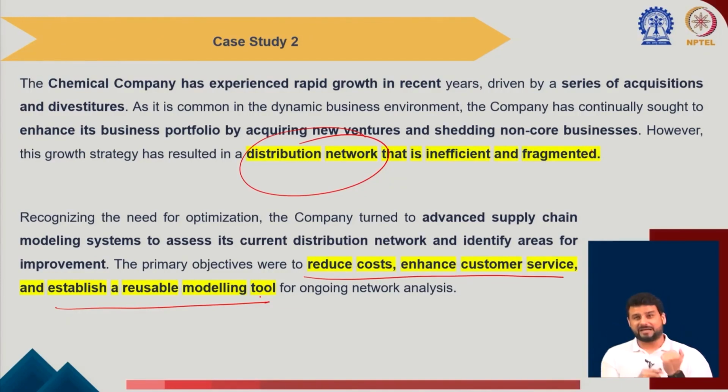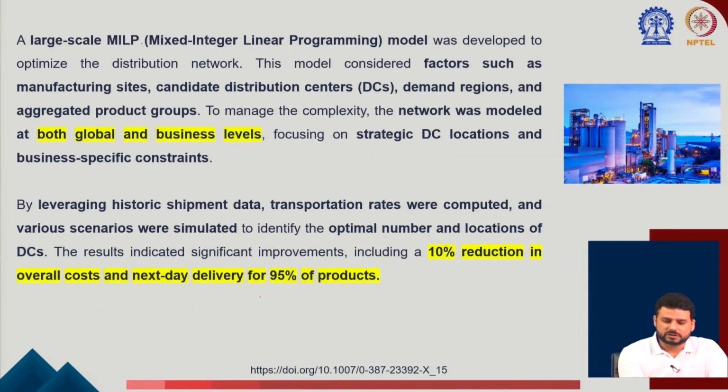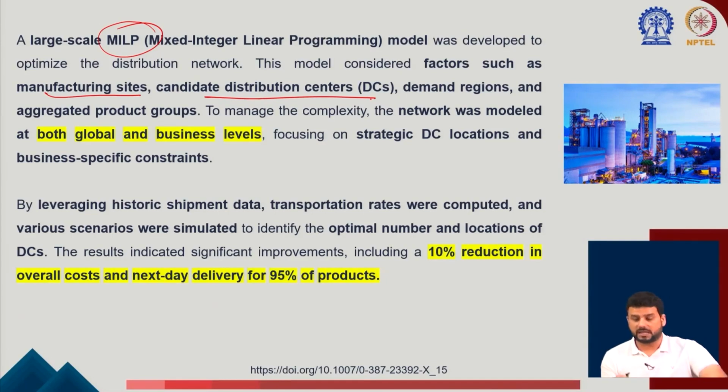So we are doing fairly well with manufacturing, as that is our core business activity, but we need to work on the distribution network, right? So they used a mixed integer linear programming problem, where they modeled all the factors required: manufacturing sites, how many sites and where the locations will be, distribution centers, again location and how many are required, demand, from which region demand is coming, what the demand patterns are, and aggregated product groups.